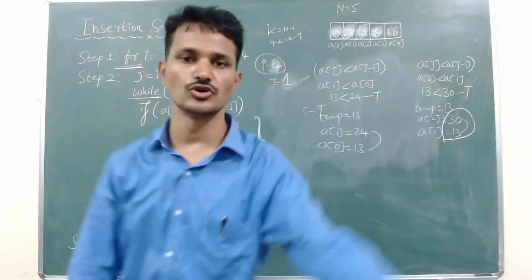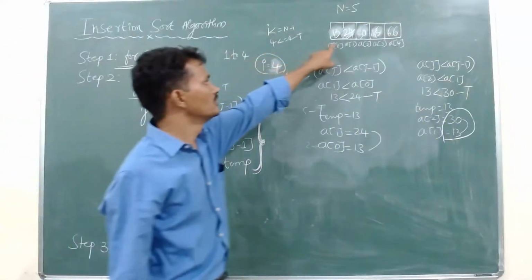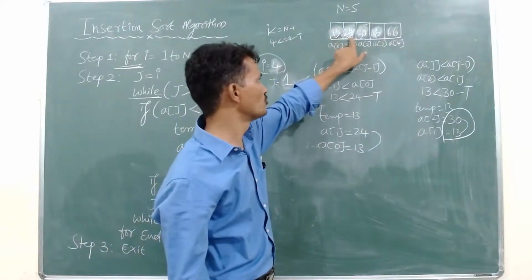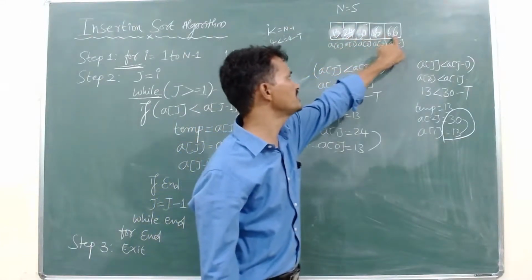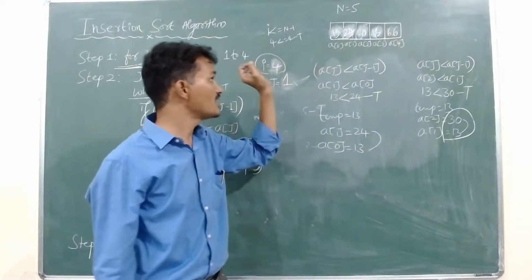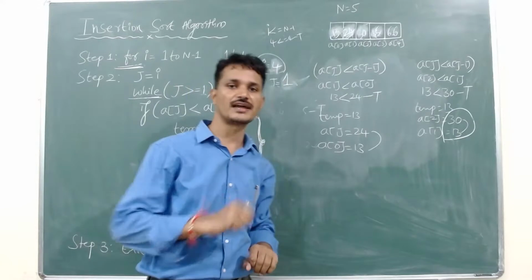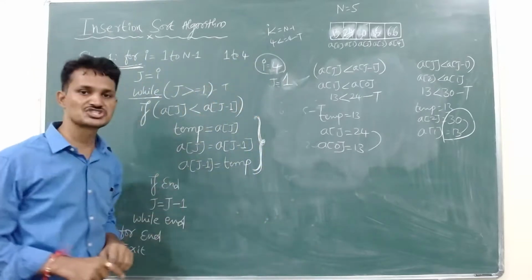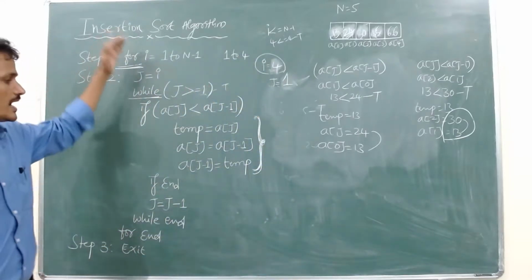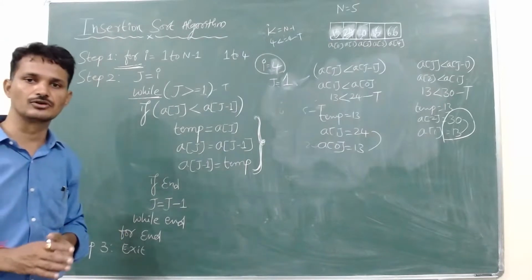Now just have a look at those values. See, 13, 24, 30, 45 and 66. These are the elements in which fashion? Sorted fashion, using the technique called insertion sort. This is how the algorithm works. It's a very simple algorithm.